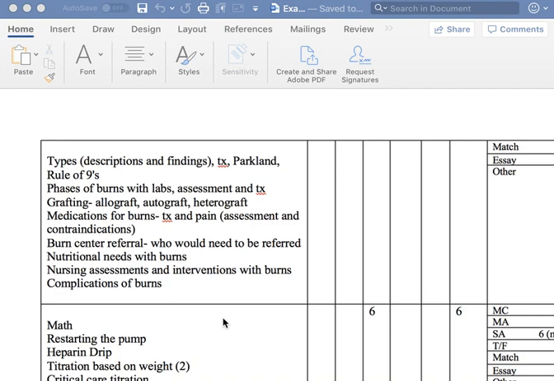Looking at the phases of the burns with the labs that you would expect to see and why you would expect to see the labs that way for each type. Yeah, always round at the end. Make sure you know the phases of the burns with the labs, assessment, and treatment at each phase of burns.